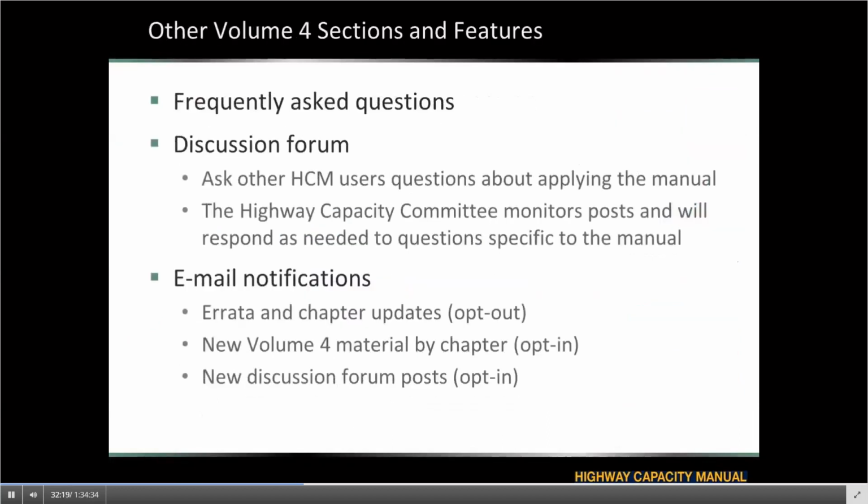Other sections of Volume 4 include frequently asked questions and a user-to-user discussion forum. You can also sign up to be notified by email when new material of interest to you is posted on the site.